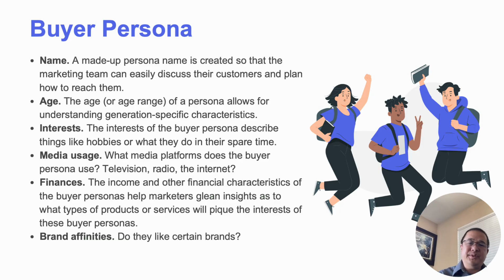Here's an example buyer persona. A person named Emily is 25 years old and works as a marketing coordinator. Her interests are fitness, travel, and photography. She uses Instagram, TikTok, and YouTube. Her annual income is $55,000 a year. Her favorite brands are Starbucks, Apple, and Nike.